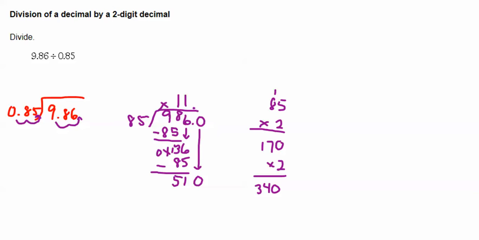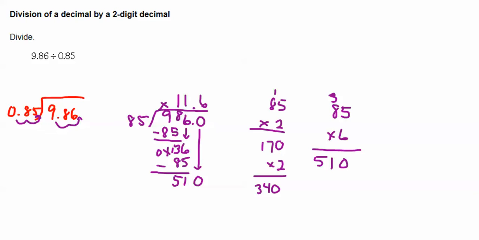So I'm going to try 6 times. So 85 times 6. 6 times 5 is 30. And 8 times 6 is 48, 49, 50, 51. So 85 goes into 510 6 times.